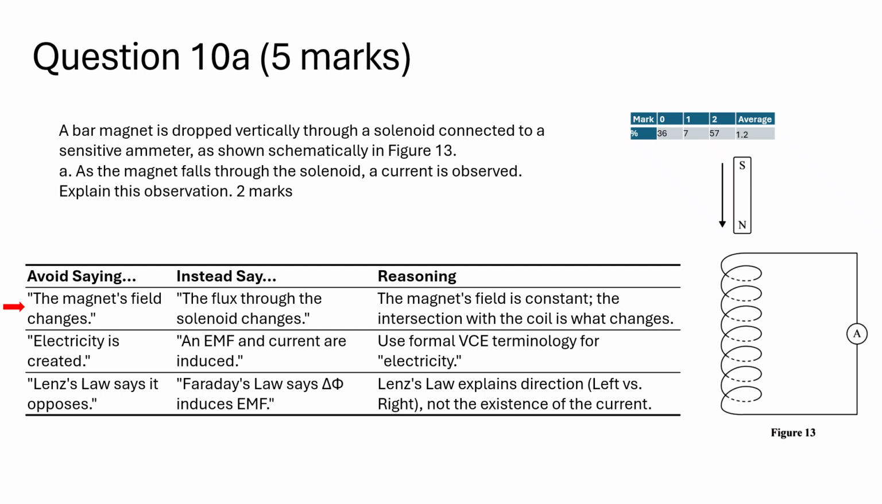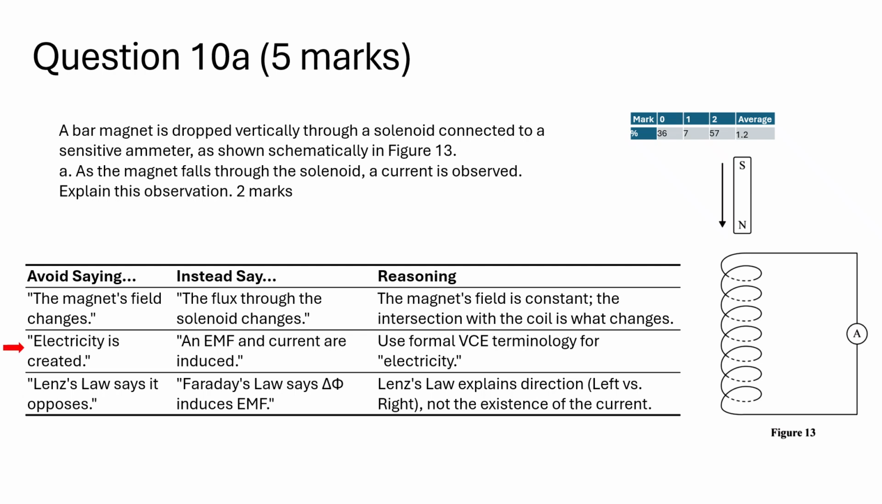Here is a quick translation guide. Avoid saying, "the magnet's field changes." Instead say, "the flux through the solenoid changes." Reasoning: the magnet's field is constant, the interaction with the coil is what changes.